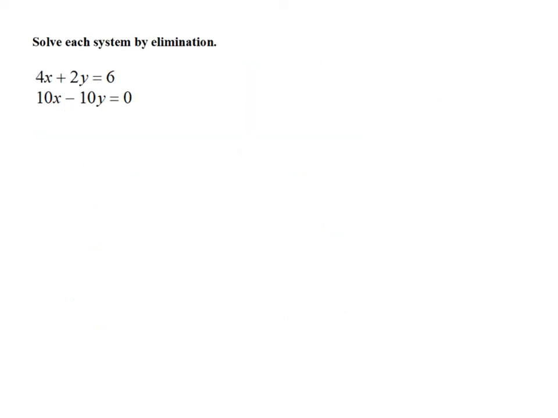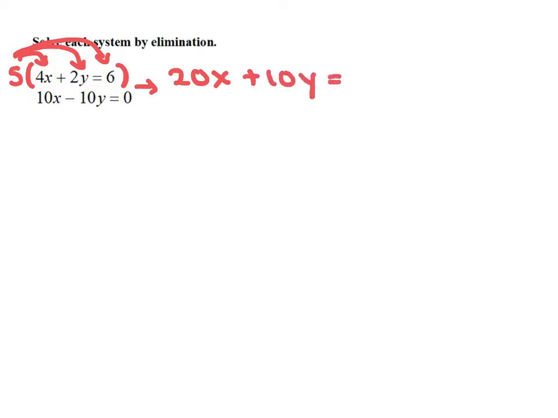Our next example gives us the system 4x plus 2y equals 6 and 10x minus 10y equals 0. If I want to make the y terms cancel out, I can multiply the first equation by 5. So if I multiply every term by 5, I'll get 20x plus 10y equals 30. My second equation will stay the same. So I'll have 10x minus 10y equals 0.